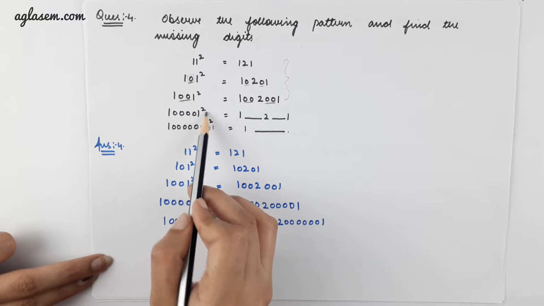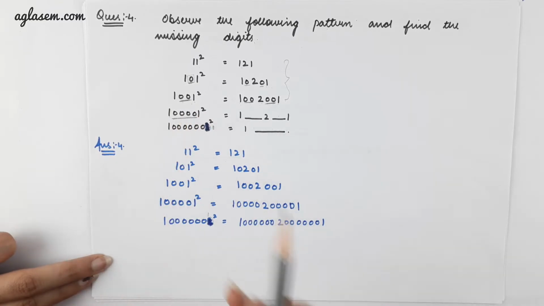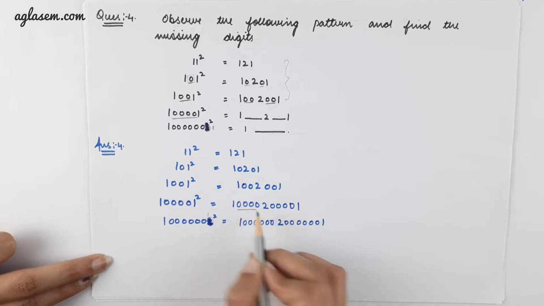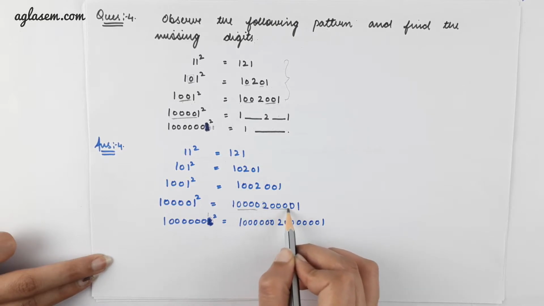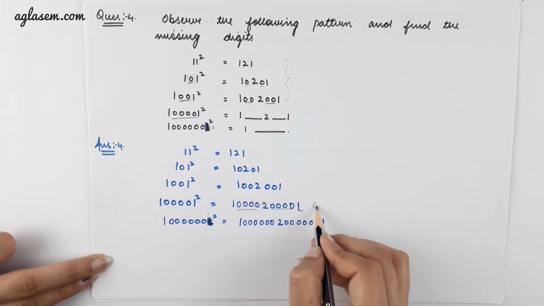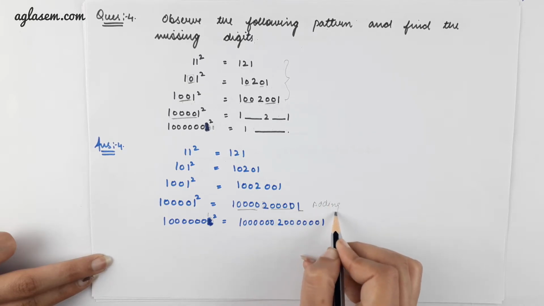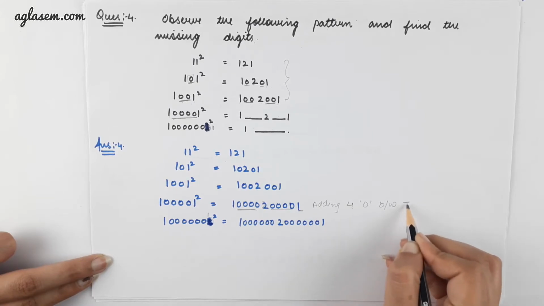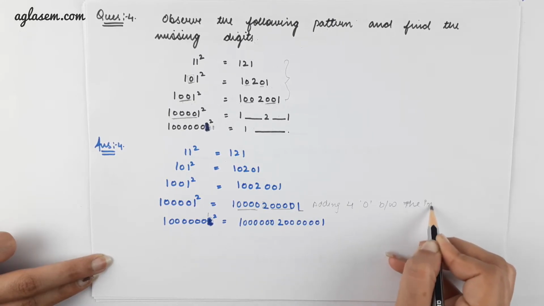10001 whole square. Here 4 zeros are added. Therefore, the answer will be 100020001, meaning adding 4 zeros between the initial numbers.